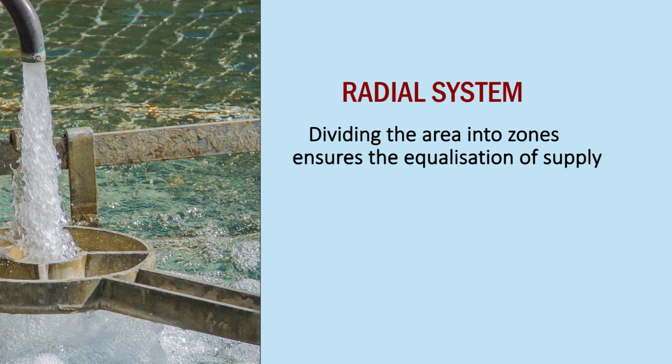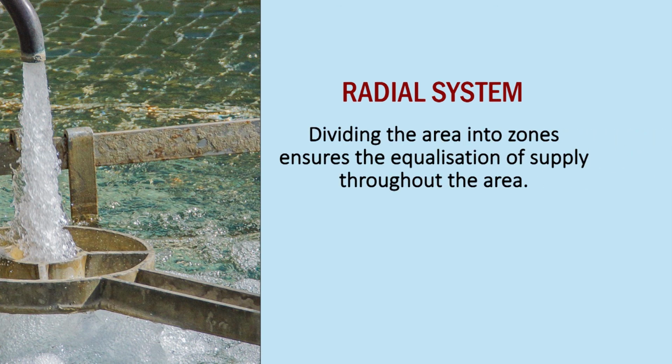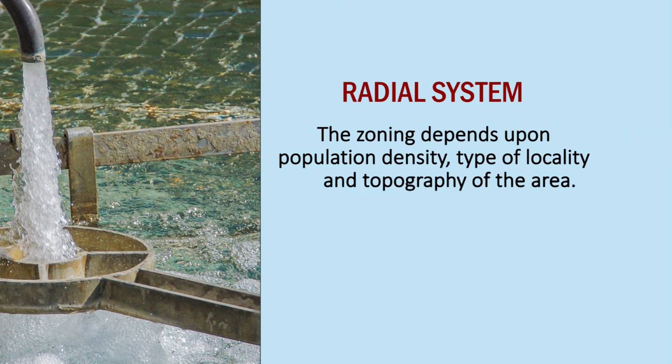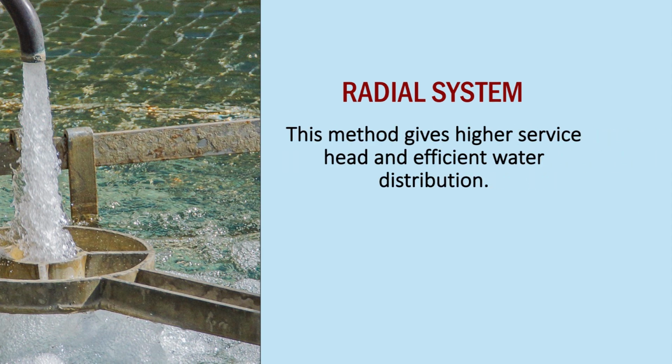Dividing the area into zones ensures the equalization of supply throughout the area. The zoning depends upon population density, type of locality, and topography of the area. This method gives higher service heads and efficient water distribution.